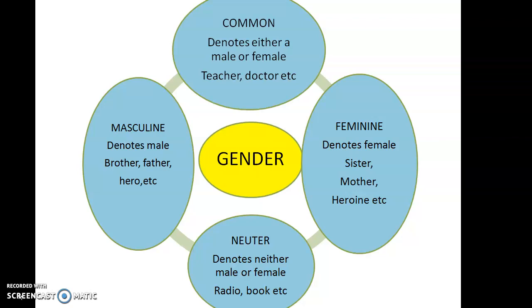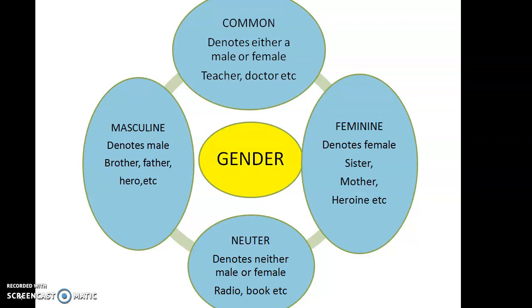So masculine gender बेटा वो होता है that denotes a male, जो male को denote करता है, like boy, brother, father, uncle. So these are the masculine gender. And the feminine gender, opposite to masculine, denotes female, जो female को denote करते हैं, like girl, sister, mother, heroine, aunt and so on.